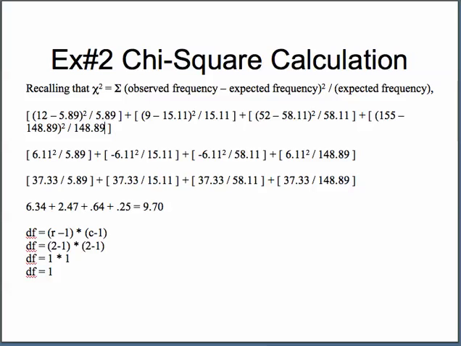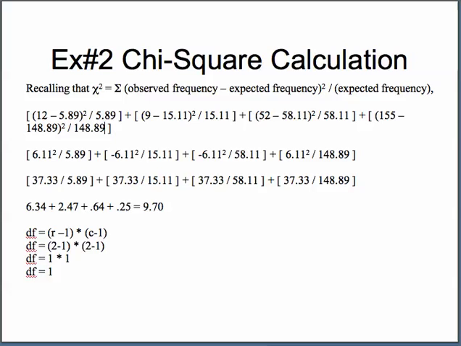Recalling that the chi-square statistic is the sum of the observed frequency minus the expected frequency squared divided by the expected frequency: 12 minus 5.89 squared divided by 5.89, plus 9 minus 15.11 squared divided by 15.11, plus 52 minus 58.11 squared divided by 58.11, plus 155 minus 148.89 squared divided by 148.89, excuse me. 6.11 squared divided by 5.89, plus minus 6.11 squared divided by 15.11, plus minus 6.11 squared divided by 58.11, plus 6.11 squared divided by 148.89.